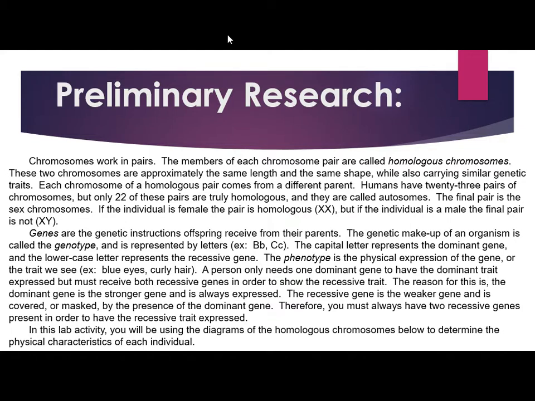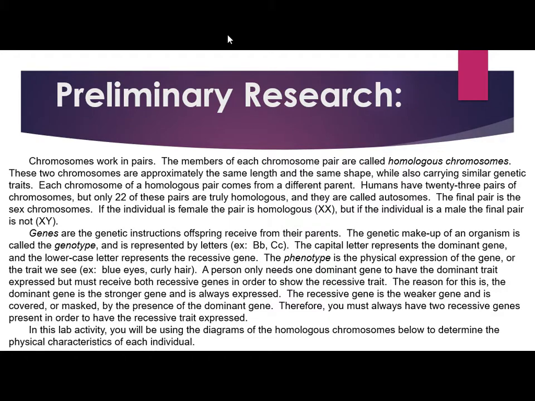They're represented by letters. The capital letters represent the dominant gene, and the lowercase letter represents the recessive gene. The phenotype, on the other hand, is the physical expression of the gene, or the trait that you actually see. A person only needs one dominant gene to have the dominant trait expressed, but must receive both recessive genes in order to show the recessive trait.